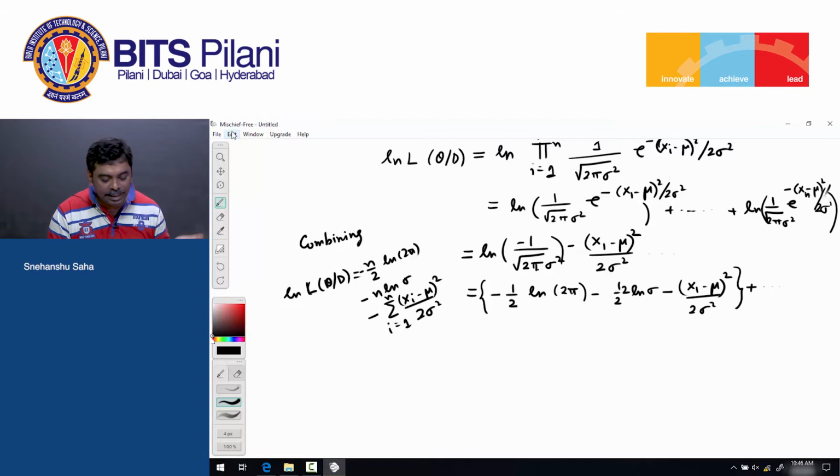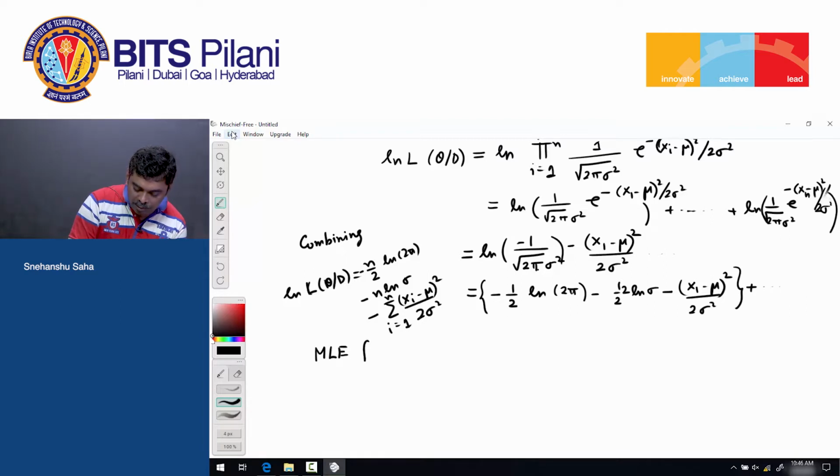Now I'll take the derivative with respect to mu, and I take the derivative with respect to sigma. This part is simple, so I'm going to skip this and just write this down. So when you are doing an MLE estimation for mu, this is equivalent to del L del mu equal to 0.